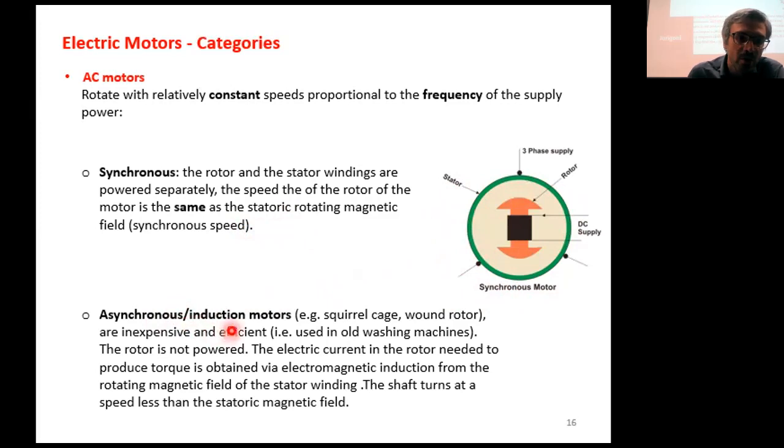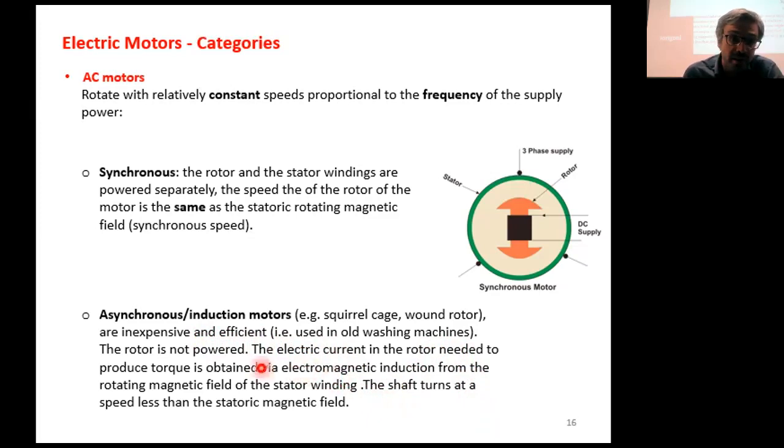In case of a synchronous motor, the rotor could be a permanent magnet, either a permanent magnet or a coil, while the stator is usually three coils connected to the three phases power supply. While in case of an asynchronous motor, the rotor is always a coil, it cannot be a permanent magnet. And these motors are usually inexpensive and efficient. They're used in the old washing machines, the ones that have a fixed frequency.